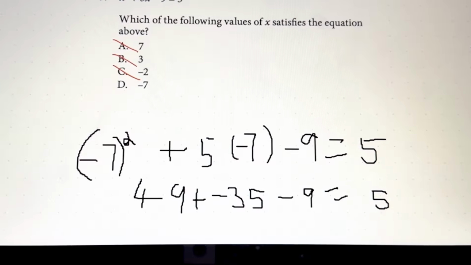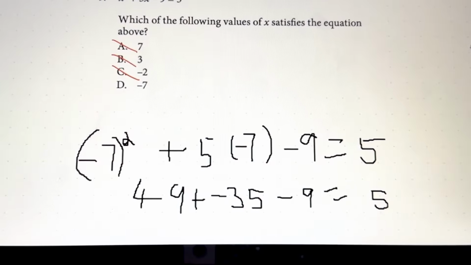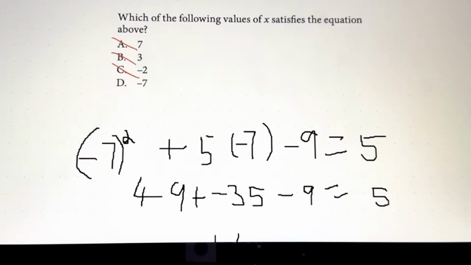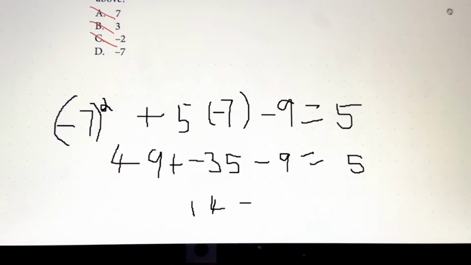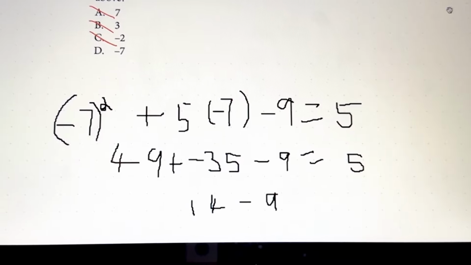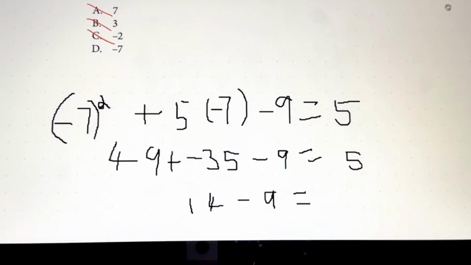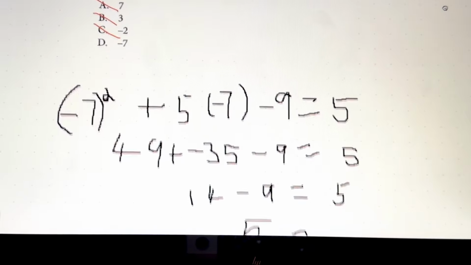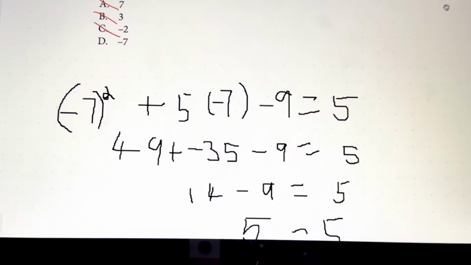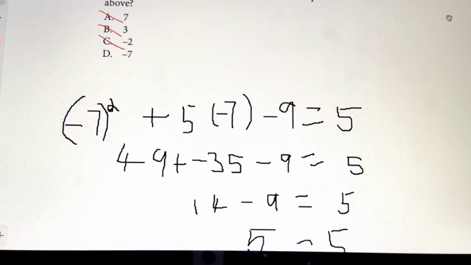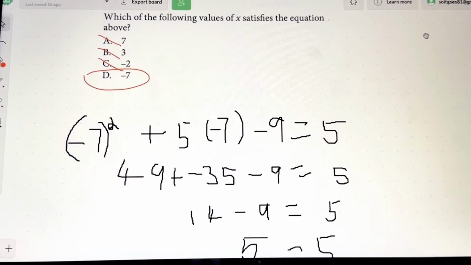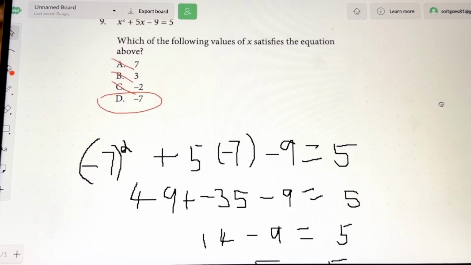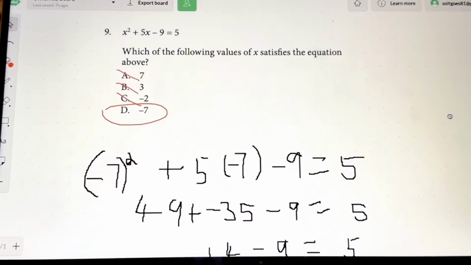Okay, so now we're going to have 14. Yeah, that's 14, and then minus 9. And what's 14 minus 9? 5. Bingo. That's a true statement. Answer choice D. We've eliminated A, B, and C, and we've confirmed it is indeed answer choice D. You feel pretty confident about that answer choice, D? Yeah, you should. You get that one right.